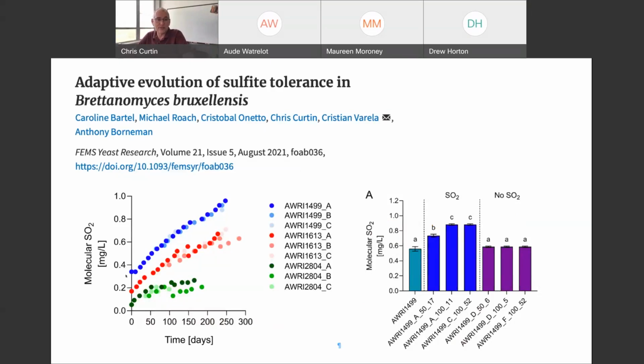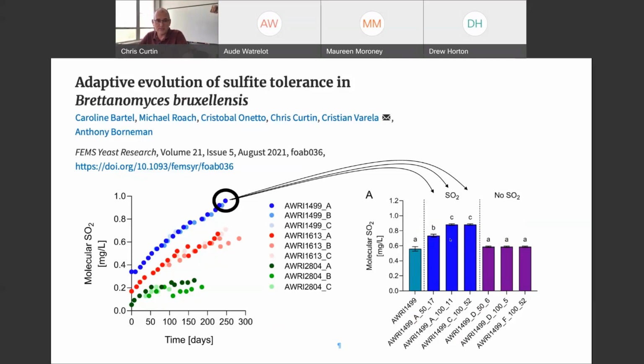The important point here is we took these strains and we put them in the presence of sulfur dioxide and then gradually increased it. So each time we grew it, we added a little bit more. And over time, we were able to grow them at much higher concentrations than the strain could tolerate initially. If we then took isolates from that endpoint of the experiment and asked, what is the maximum amount of sulfur dioxide they can tolerate?